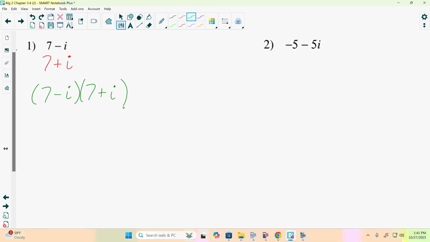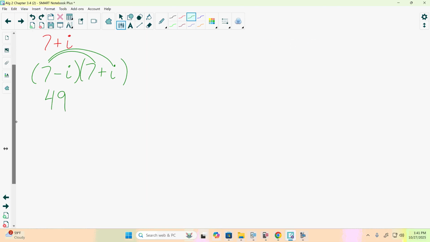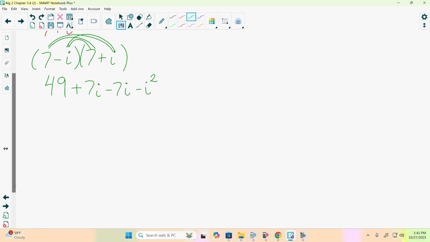If we multiply these together, the first thing we're going to do is distribute the 7. 7 times 7 is 49. 7 times i is going to be plus 7i. Negative i times 7 is going to be negative 7i. And negative i times i is going to be negative i squared. Now, 49 does not have any like terms. Our middle term, 7i minus 7i would be 0. So the middle terms cancel.